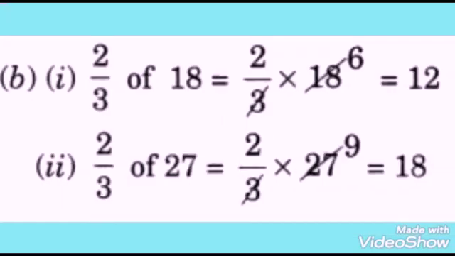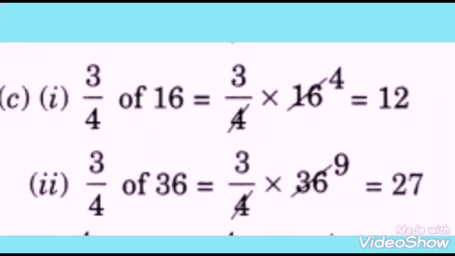Next in B, first subdivision 2 by 3 of 18 which is equal to 2 by 3 into 18. So 3 and 18 will be cancelled. While cancelling we will be getting 3 1 time is 3 and 3 6 times are 18. Now the numerator 2 into 6 is equal to 12. Second subdivision 2 by 3 of 27 which is equal to 2 by 3 into 27. So 3 1 time is 3 and 3 9 times are 27. While multiplying the numerators, 2 into 9 is equal to 18.